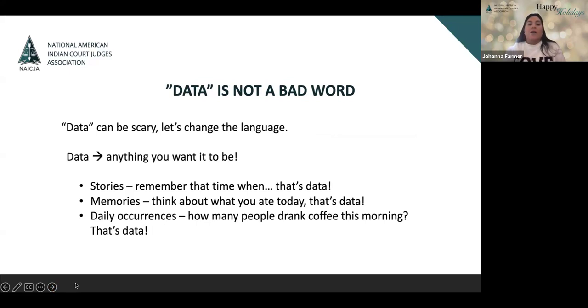Stories. Stories are a really great form of data collection. Starting with, remember that time when, that's data. So when you're talking about maybe a client, the client came in the door and these were the needs that they had. That's a story. When they left, here was the outcome of their case. Here was what was successful. Here were the challenges we experienced. Here are the services we connected that client to. All of those are data points throughout that whole story you're telling.